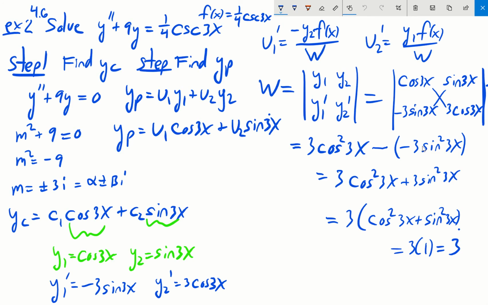Sorry about that, I bumped the power button. We're back. So we computed the Wronskian and we get the value 3. So just to save some space, let me erase this.